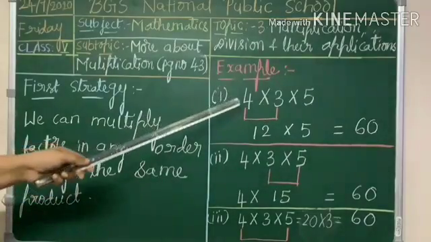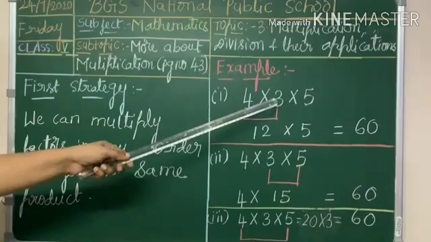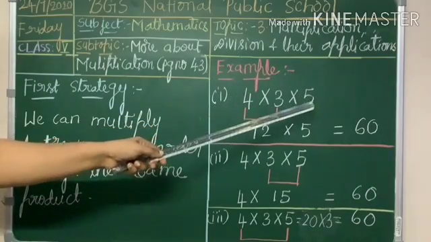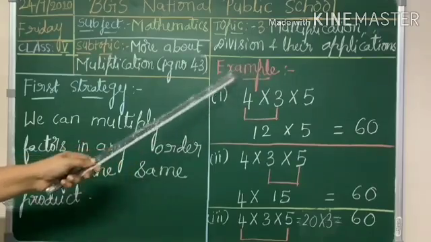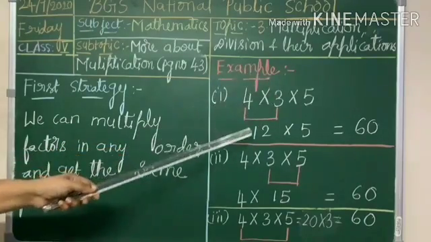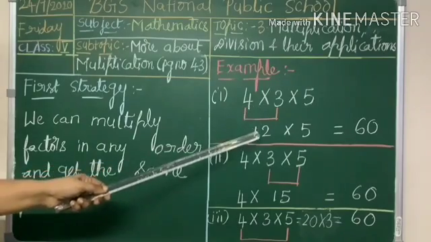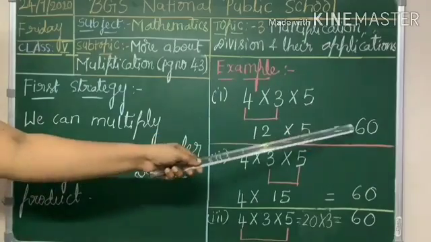Now here, 4 into 3 into 5. Here 4 is the first number, 3 is the second number and 5 is the third number. First I have selected the first number and second number, that is 4 and 3, and I have multiplied. What is 4 3s? It's nothing but 12. With this product I have multiplied the third number, that is, 12 5s are 60.